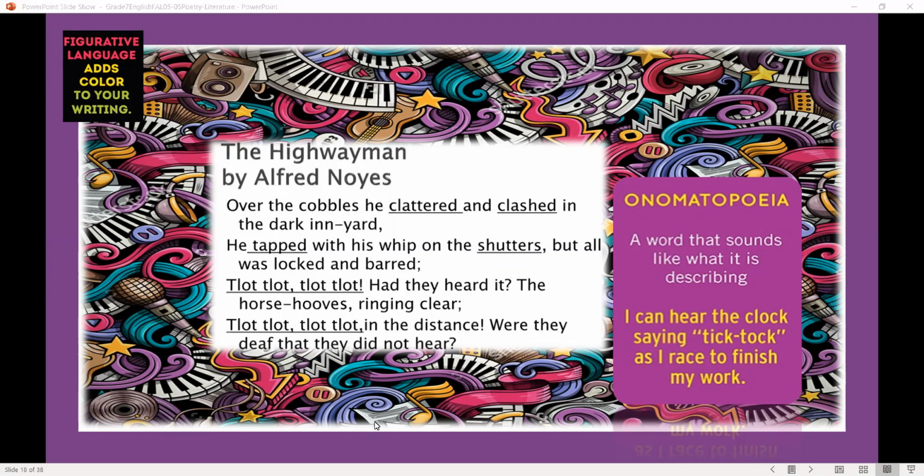Okay, so let's have a look at this one. I can hear the clock saying tick-tock. I race to finish my work. So the tick-tock tells us the sound of a clock. It's pretty cool. Now let's look at the poem and see if you can identify onomatopoeia in this poem.